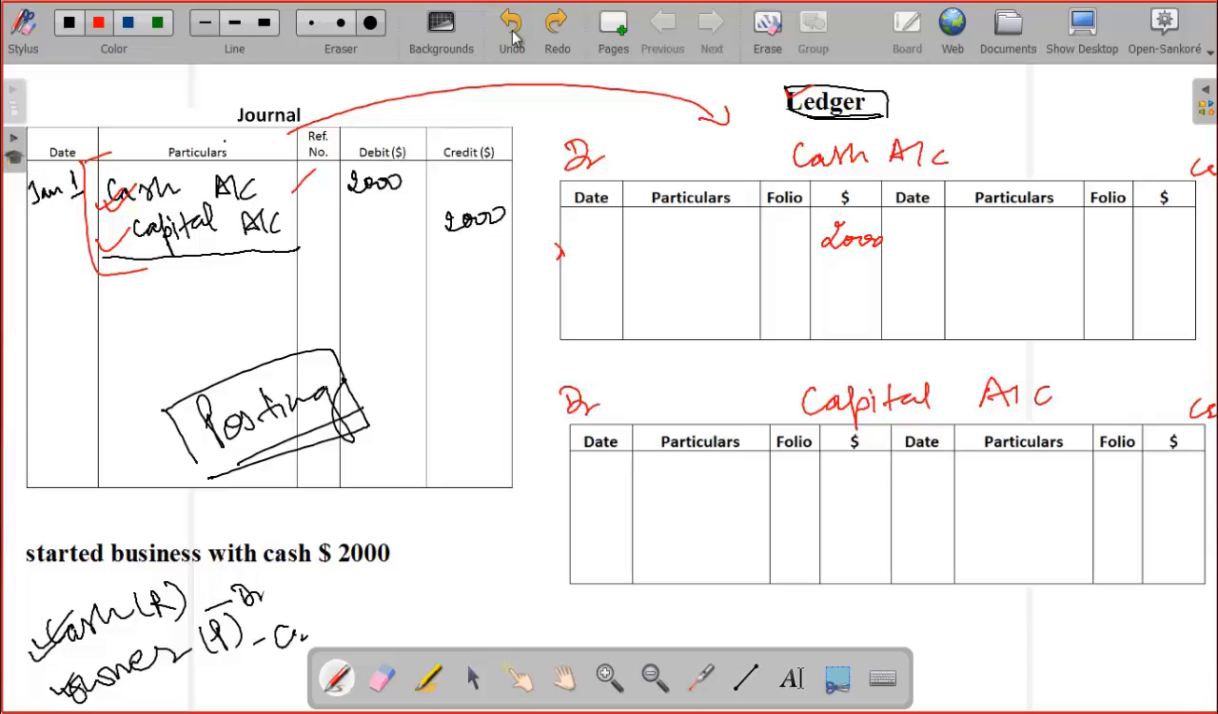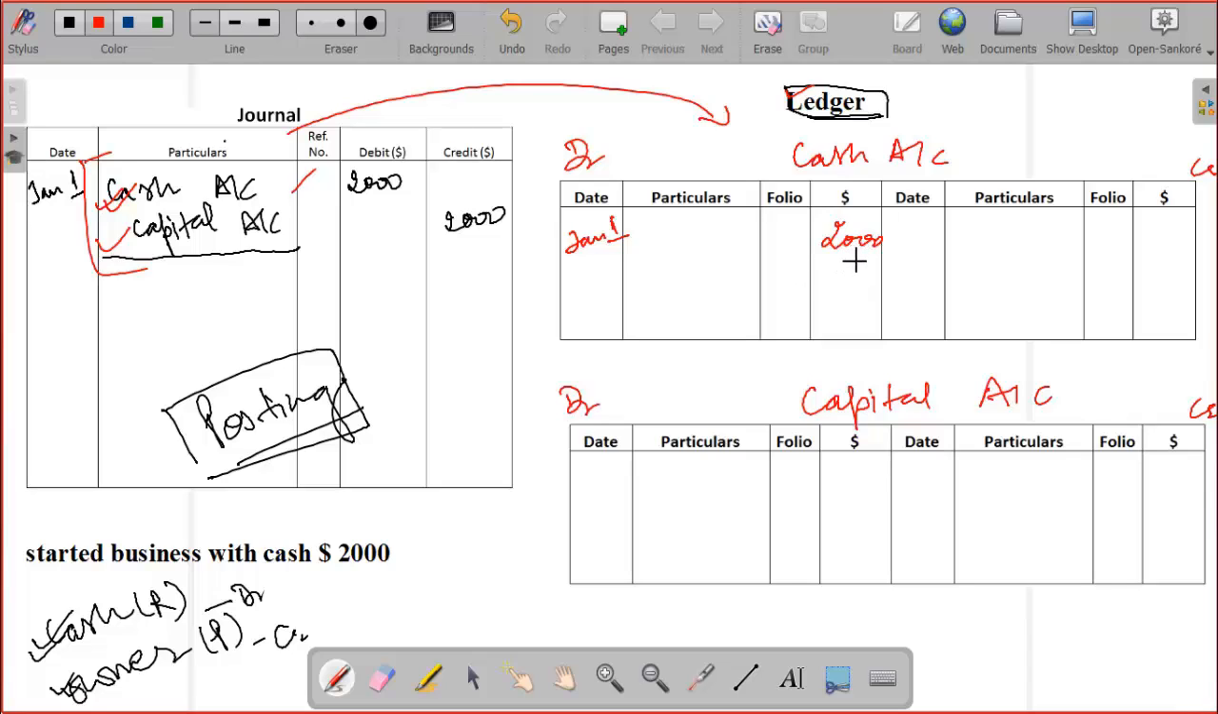Now see what we will do. First we will write the date in the date column. What is the date of the transaction? January 1st. So this date we will write in the date column. And I explained why on the debit side, because in the entry cash account is debited. So that's why on the debit side we will write the amount.